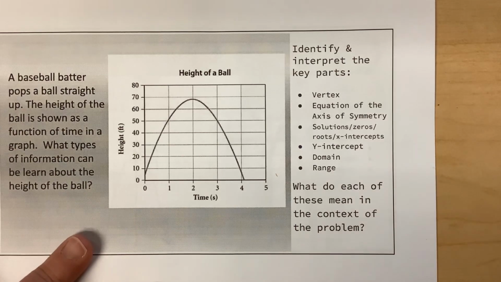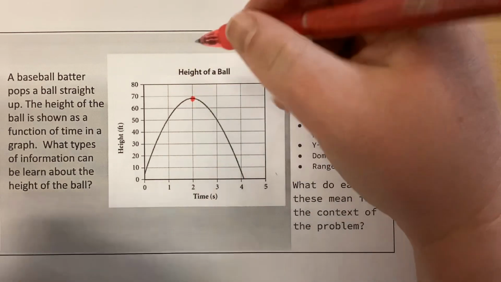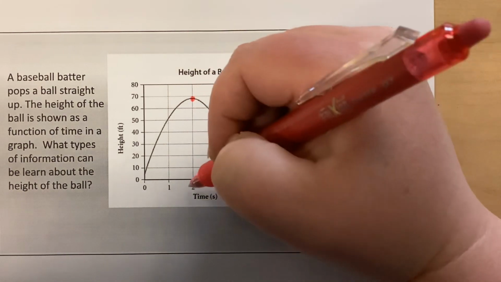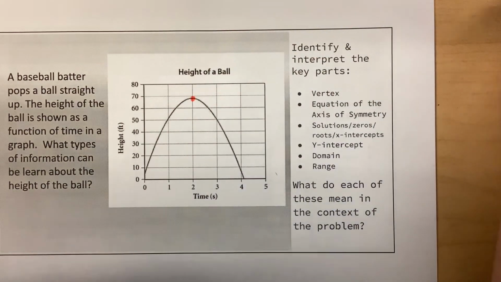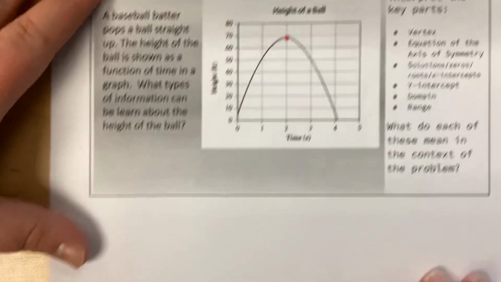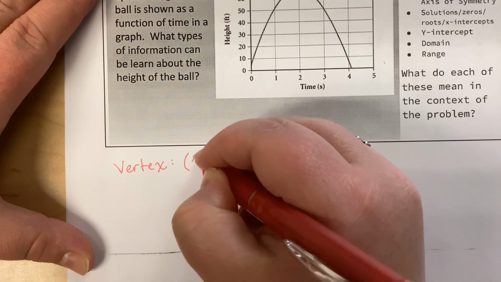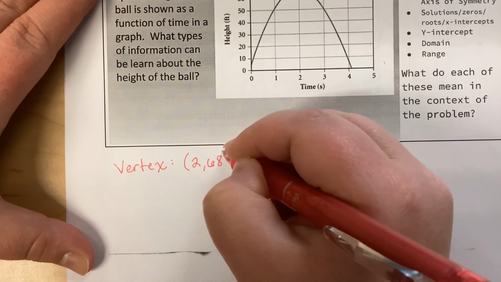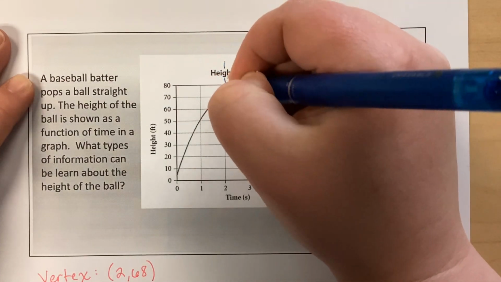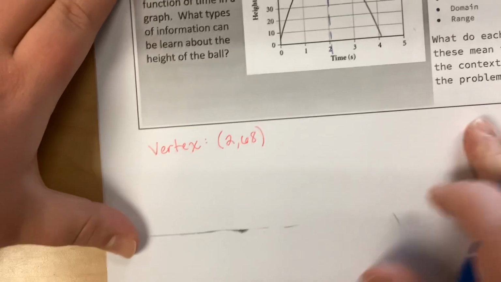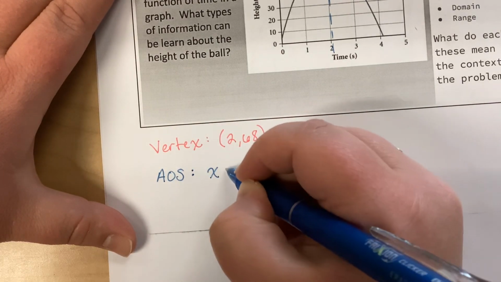Okay, so let's start with the vertex. So the vertex here is right about there, and we're going to have to estimate a little bit because it's not quite 70. It is at 2 seconds though, so it's 2 and about 68 or so. So for the vertex, I'll write it down here, is at about (2, 68). Now the axis of symmetry, the equation of that, runs straight through that vertex. So the axis of symmetry, or AOS, is x equals 2.